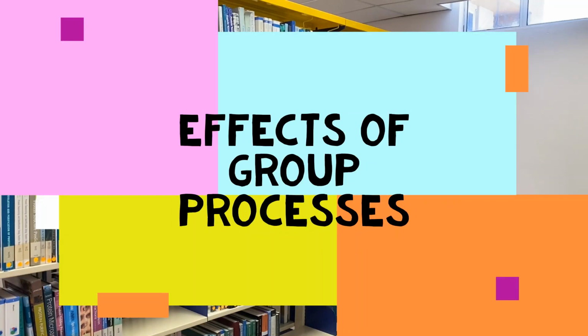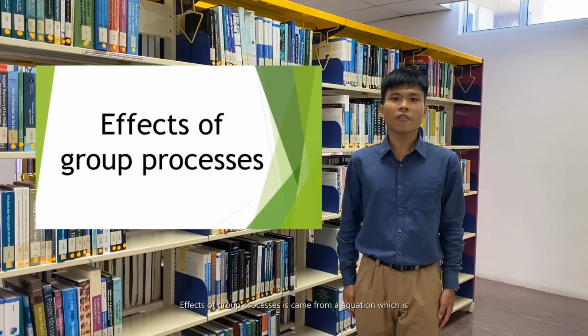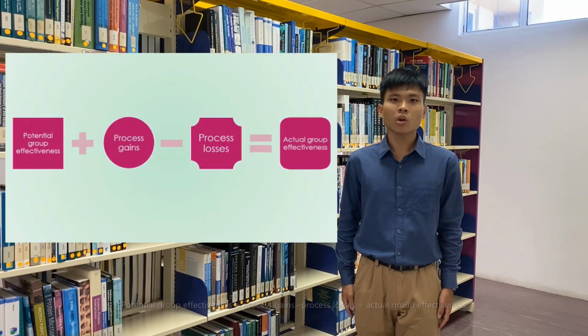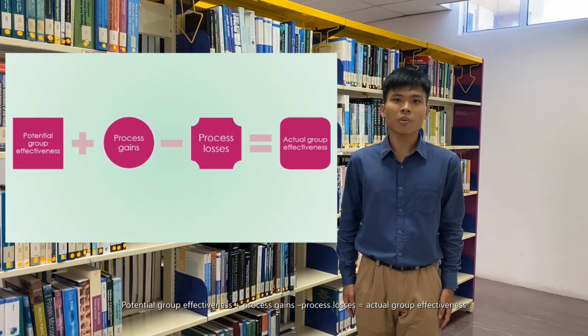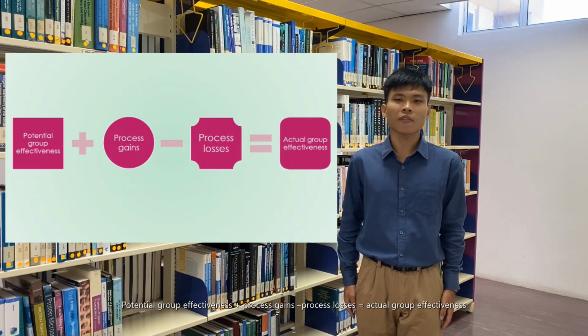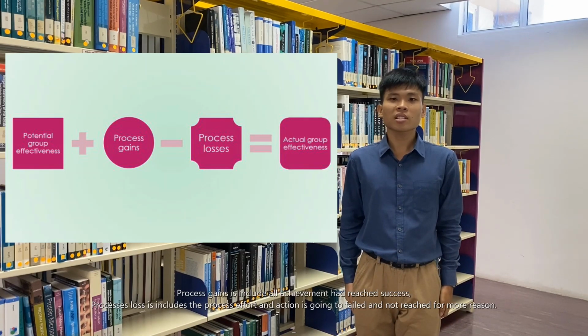Let's talk about the effect of group processes. The effect of group processes comes from an equation, which is potential group effectiveness plus process gain minus process loss equals actual group effectiveness. Process gain includes all achievements that have been reached successfully. Process loss consists of processes, efforts, and actions that have failed and not been achieved for various reasons.